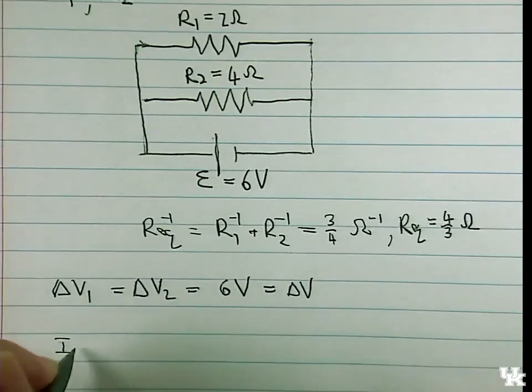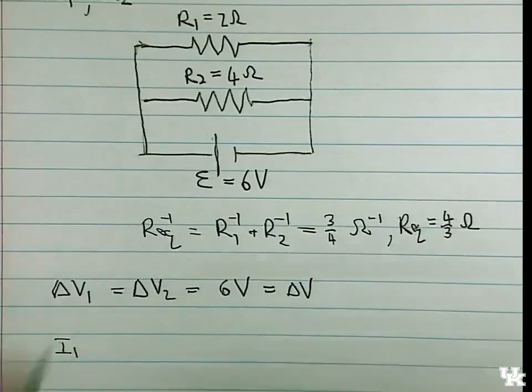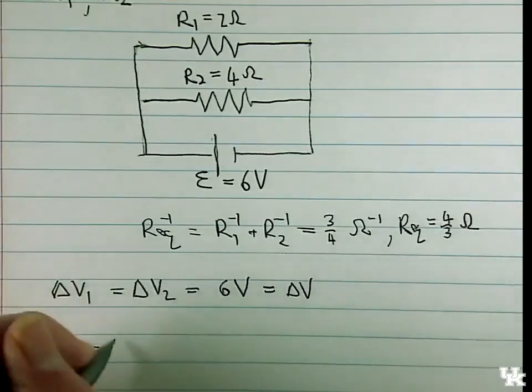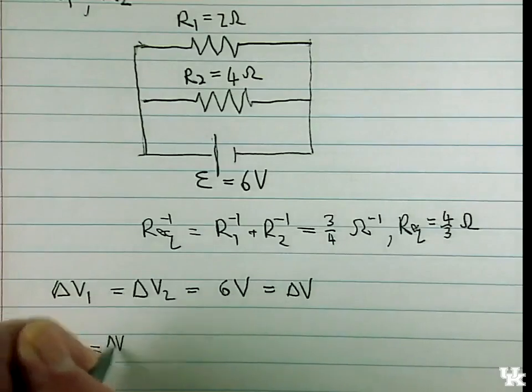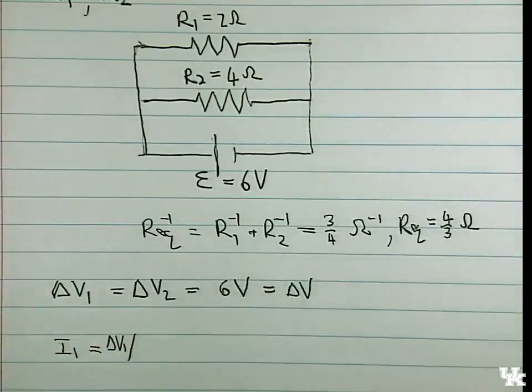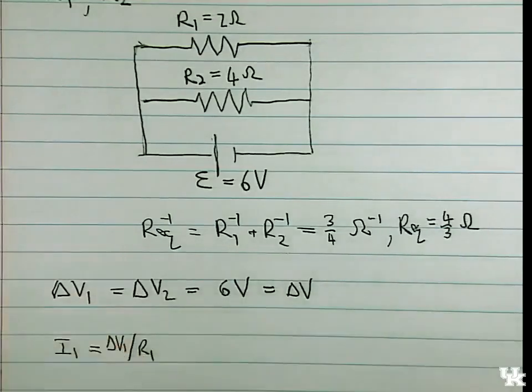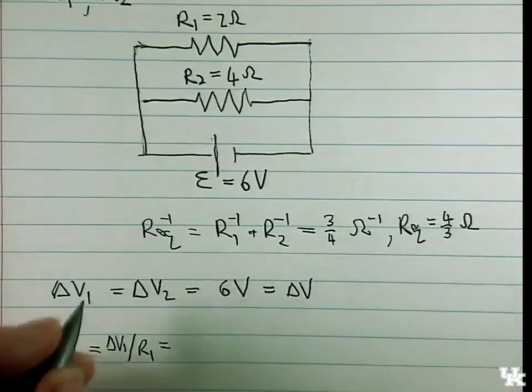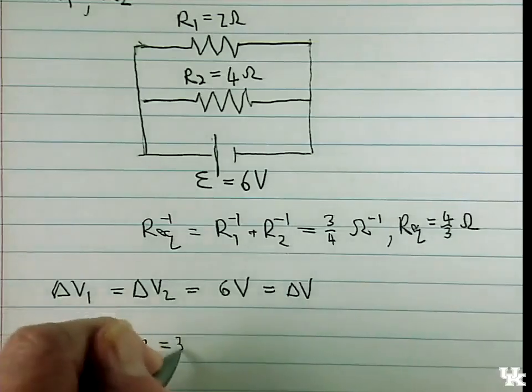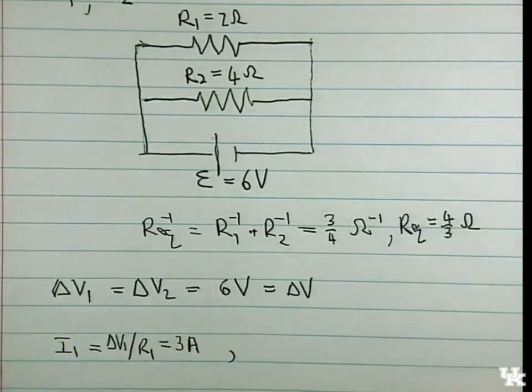So if I want the current through resistor number 1, I1, I'm going to think about, again, Ohm's law. That's the relationship between the current, the voltage, and the resistance. So the current through I1 is the voltage across it, delta V1, divided by the resistance, R1. Plugging in the voltage, 6 volts, divided by the resistance, 2 ohms, that's 6 over 2, which is 3 amps. So that's the current through the first resistor.